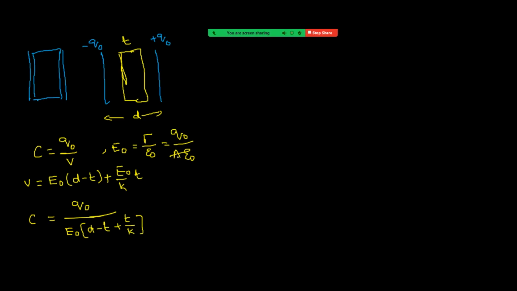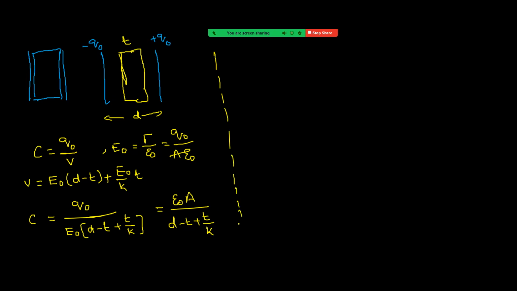Now substitute this value Q naught by A epsilon naught in this place. Then Q naught gets cancelled. Remaining is epsilon naught A by D minus T plus T by K. Okay. That means if you observe carefully, because of the insertion of the dielectric, potential difference between the plates is reduced. That means field also reduced between the plates. Okay. That means we can store more charge because of the dielectric. So now capacitance is epsilon naught A by D minus T plus T by K. Right.